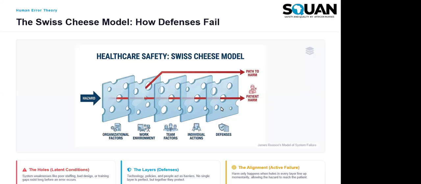So we must remember that latent conditions are system weaknesses like poor staffing, bad design, training gaps, and all of those things. You might have the policy as your defense, but if people don't know the policy, then there's a hole there and things can go wrong. You can have your organization, but maybe you haven't hired the correct people. Then there's a gap there, and it will allow the error to pass through.